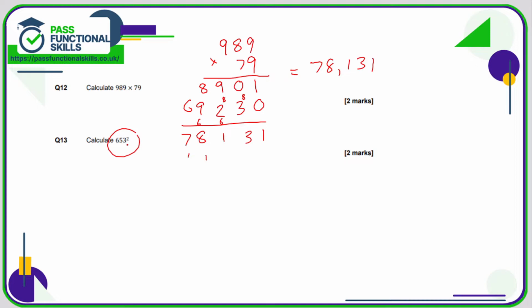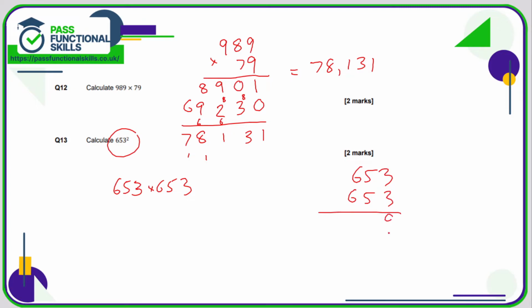And question 13, what does this even mean? 653 with a little 2, that is 653 squared, or 653 to the power of 2. That's all very well, but do you know that that means it's 653 multiplied by 653? So here we've got a triple digit number multiplied by another triple digit number. So instead of having 2 lines of working out, we're going to have 3 lines of working out, which we'll then have to add up at the end.